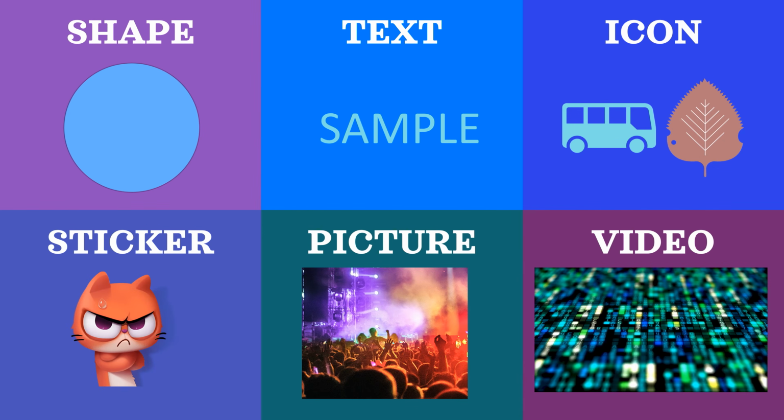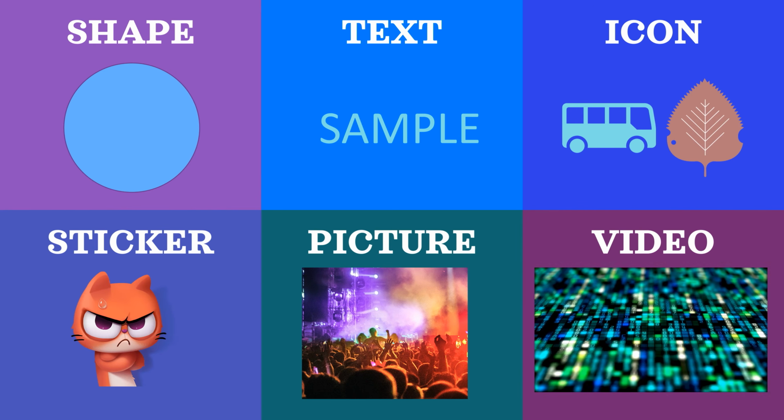Although it is called merge shapes, it works with all these things. It works with text, icons. They are SVG, vector shapes. The leaf I have shown you is another more complex SVG icon, which are called illustrations. Stickers are essentially images, so picture and stickers are similar. And then of course there is video.